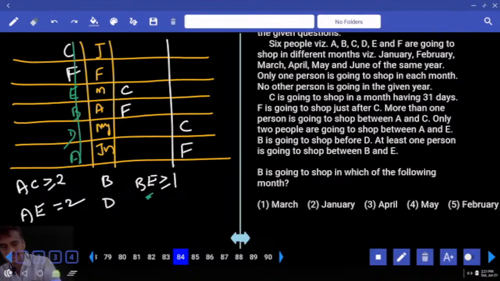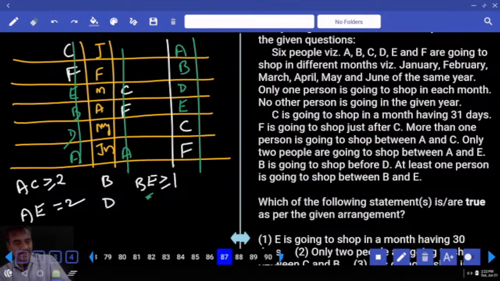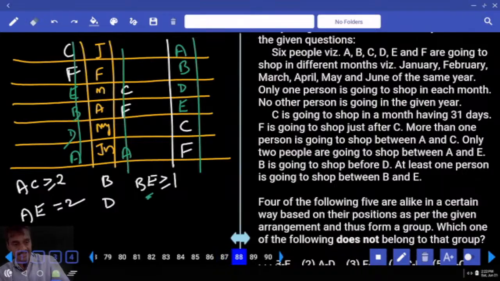Then next one, what is the next case we have? A and C, minimum 2 people. Minimum 2 people means A must be here. A and E, 2 people, not possible. Then in this case, between A and C, how many? 2 people. Now A is here, A and C 2 people, A and E 2 people is not possible. Hence A must be here, A and E 2 people. Now B is before D: A, B, D. Done? Now this is from 84 to 87, 88.